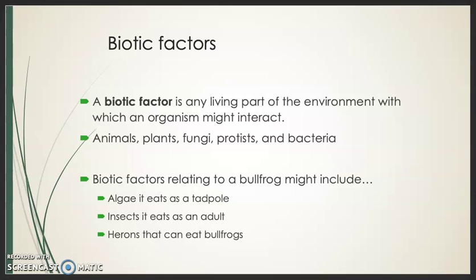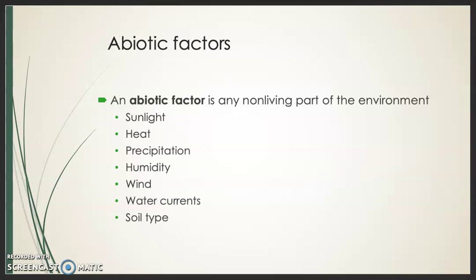A non-living part of an environment is an abiotic factor. So any non-living part of the environment that plays a role for an organism. So non-living things like sunlight, heat, precipitation, humidity, wind, water currents, soil type, anything that is non-living is an abiotic factor.